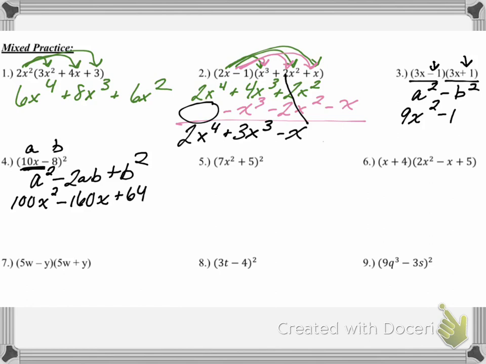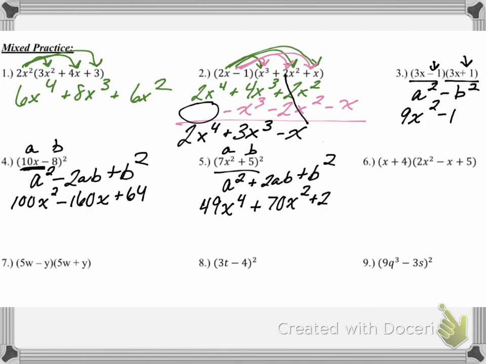And then number 5, I'm squaring the sum. So that's a squared plus 2ab plus b squared. And so when I square my a value here, that would be 49x to the power of 4 plus, and then I'll multiply 7x squared and 5, so that's 35x squared. And then if I double it, that's 70x squared, and then I will square the 5.